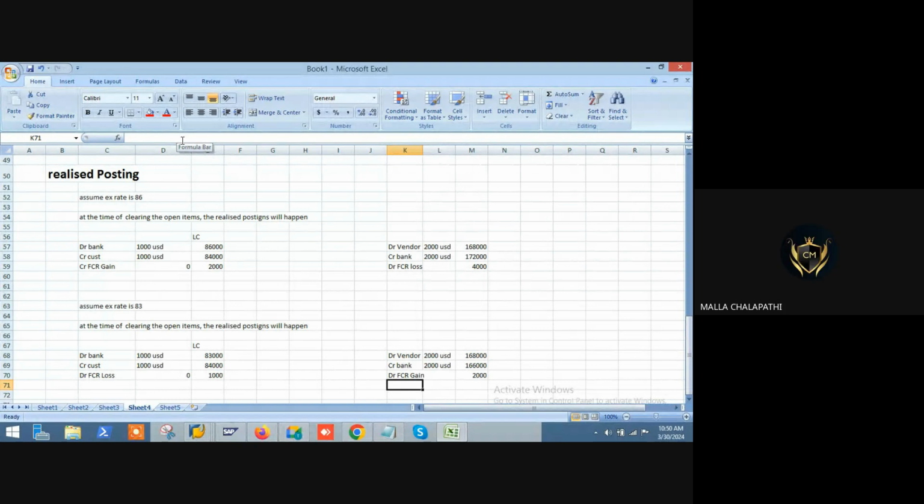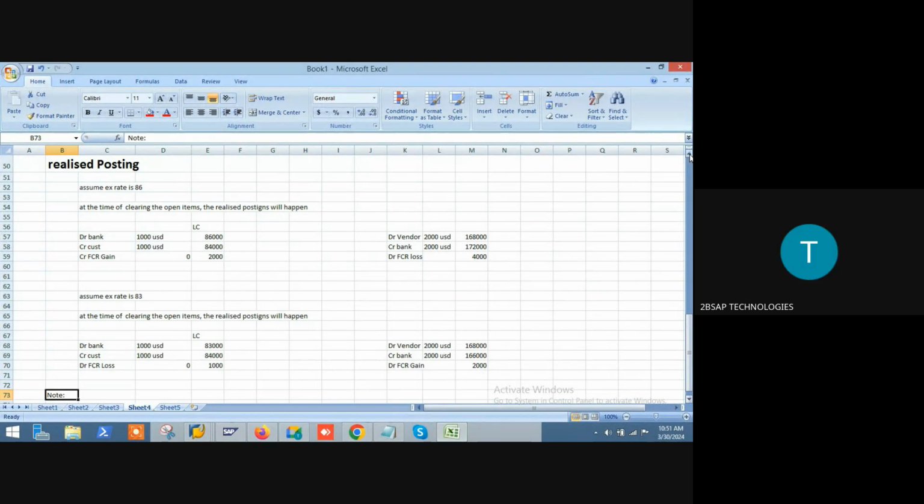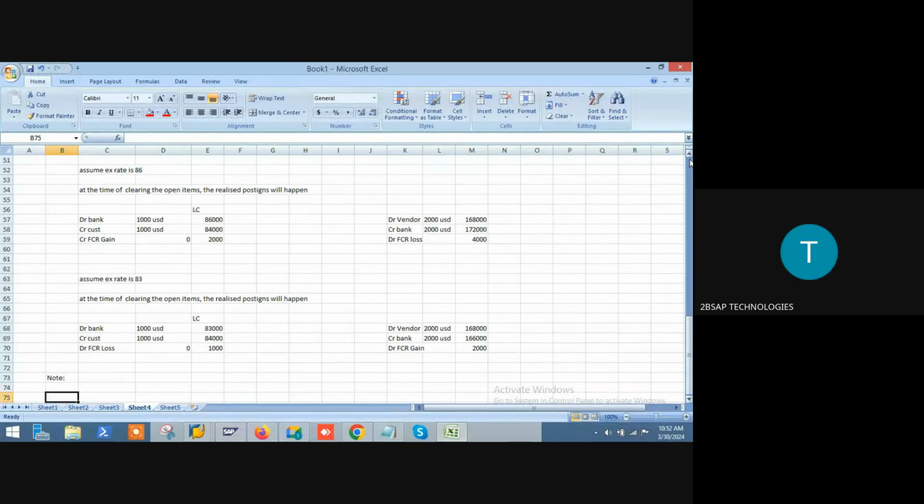No, it's good, sir. So here, one of the important points which we need to consider. Now you have done your FCR valuation on 31st. So what has the system done? It has posted some adjustment entry today and the same entry is reversed in the next month also. Now, if you try to do payment clearing, sir, system will allow it.